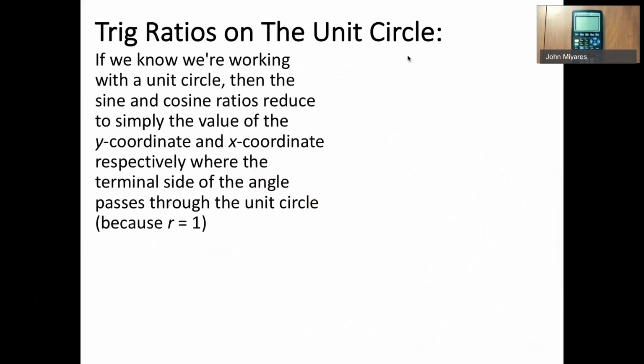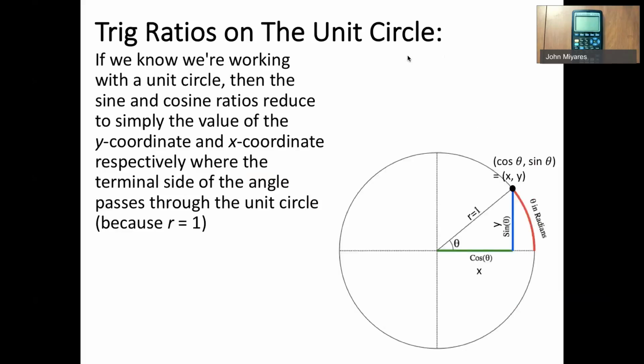Now, in section 5.1 and 5.2, they explore the idea that if we are working with angles in standard position, and if we were to focus on the point where the terminal side of the angle intersects the unit circle, then the sine of the angle will reduce to simply the y coordinate, and the cosine of the angle will reduce to simply the x coordinate of the point of intersection. This is because in this unit circle, the hypotenuse equals 1.